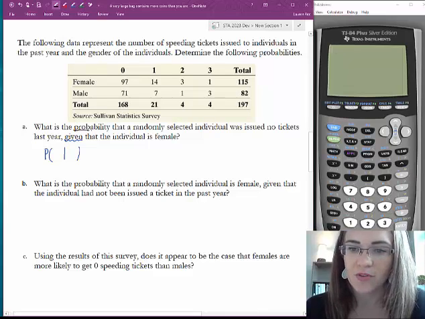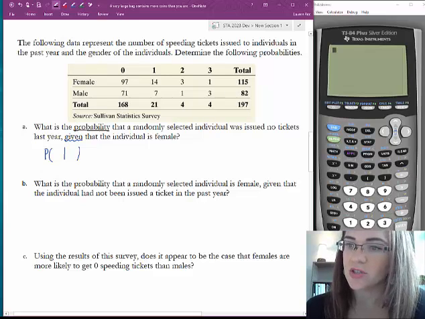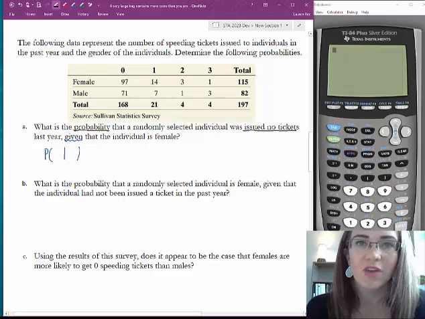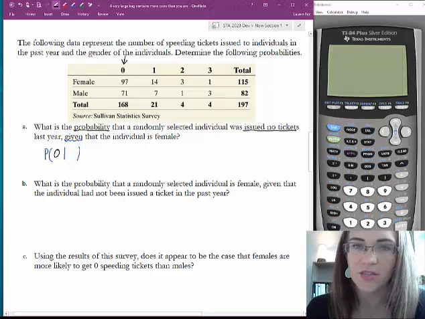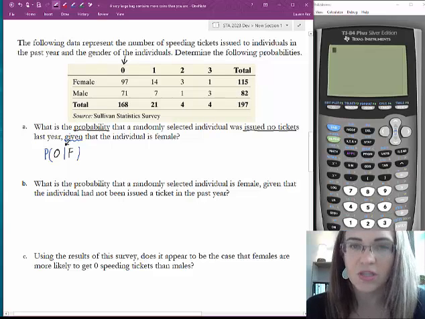Now we have to decide what the event is and what the condition is. The event stuff will come right after the what is the probability part. Probability that an individual was issued no tickets. So this event that we're trying to calculate the probability for is that the individual had no tickets, or the column header is 0. So let's use 0. Given that, that's the vertical line, given that the individual is female. We're only looking at female respondents.